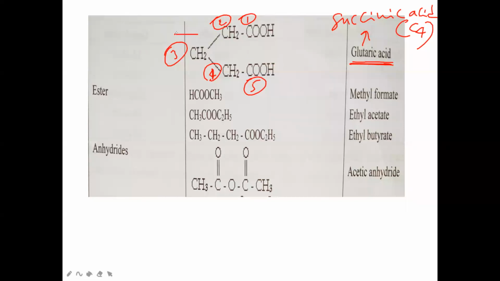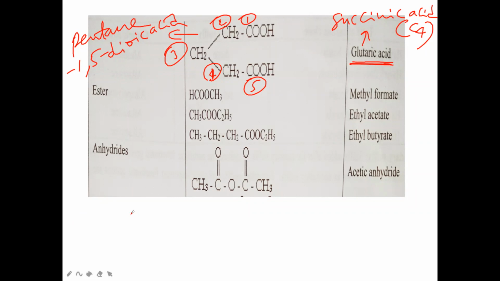So what is the name for this? Pentane, next 1,5-dioic acid. Pentane-1,5-dioic acid is glutaric acid. Right? Next. Now these are carboxylic acids. Now what you have to remember is one important area.